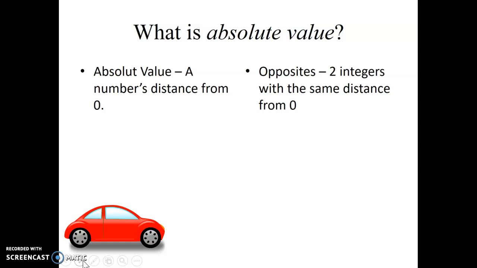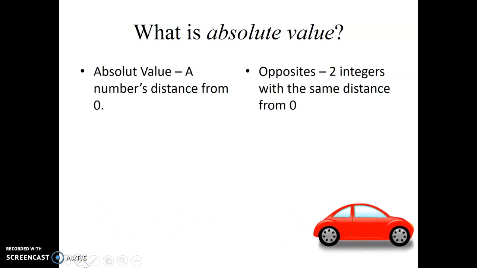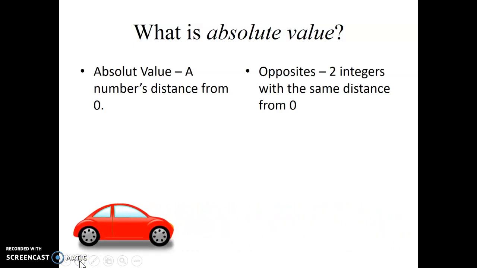So absolute value, think about if you were to buy a car. You get it off the lot, brand new, has 0 miles on it, and you drive 5 miles north. Your car would now read that it has 5 miles on it. But if you turned around and went back to the car lot, your car would add another 5 miles to it, even though you're going in the opposite direction, okay?